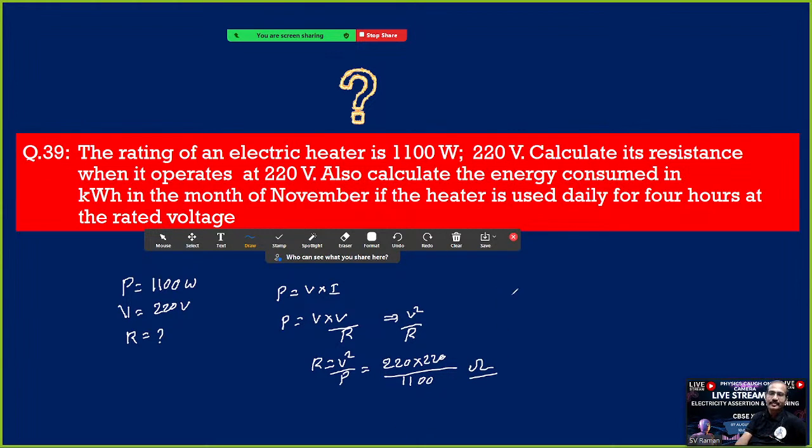Next, calculate energy. H is equal to I square R T. So the R value we are getting, and again the I value we can get: I is equal to V by R. That you can substitute. Time T: in the month of November, 30 days, daily 4 hours, 30 into 4 is equal to 120 hours. So the values we can substitute over here, then you will get how much energy.